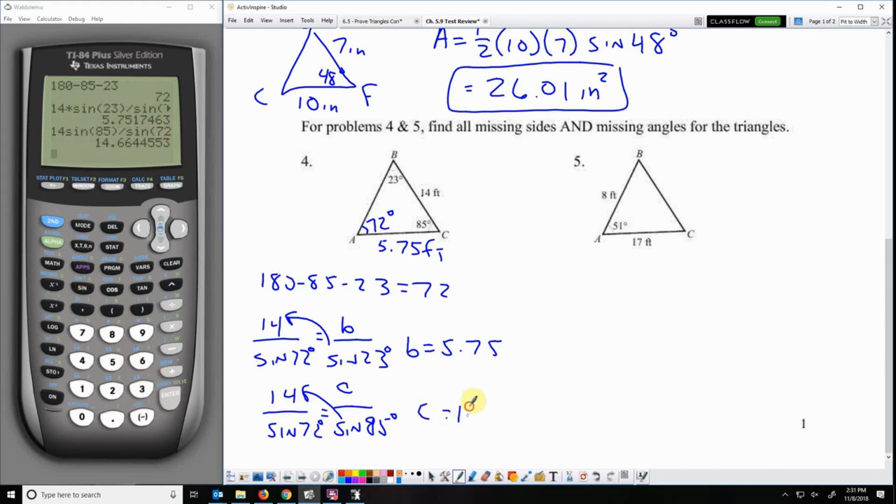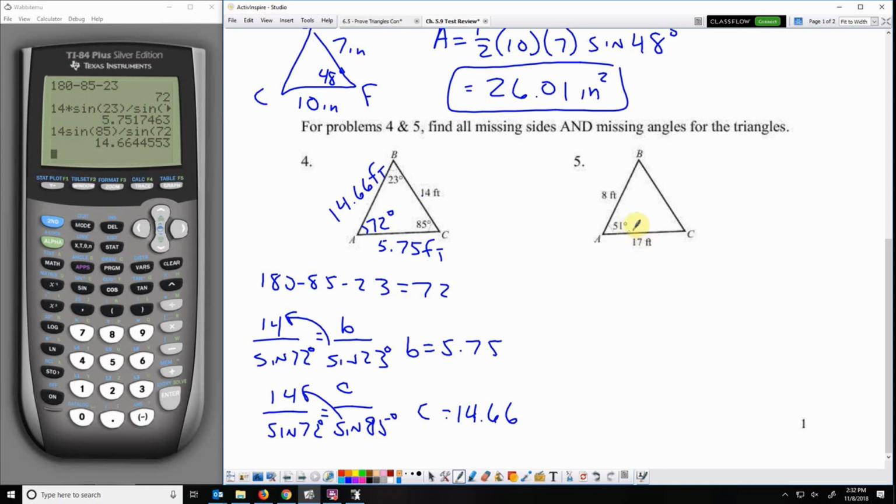So C is 14.66. So 14.66 inches. Okay, so I now have all three sides and all three angles. And that shouldn't have been inches, that should have been feet. I've got every piece of information for that triangle.